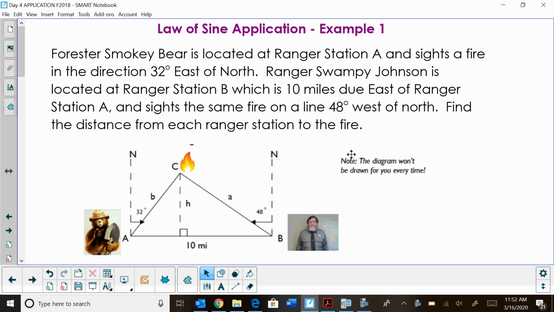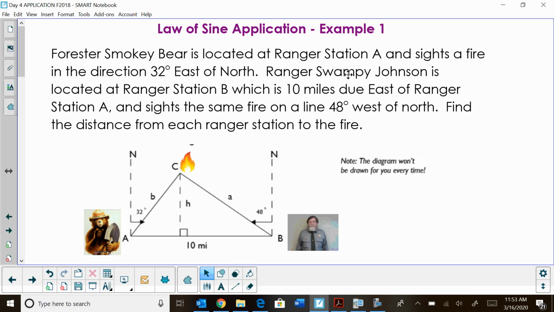Forrester's Smoky Bear is located at Ranger Station A and sights a fire in the direction 32 degrees east of north. So we've got a picture of Smoky Bear. He's at the ranger station and we have a fire. The fire is 32 degrees east of north. So north is our bearing and we're going 32 degrees east of north.